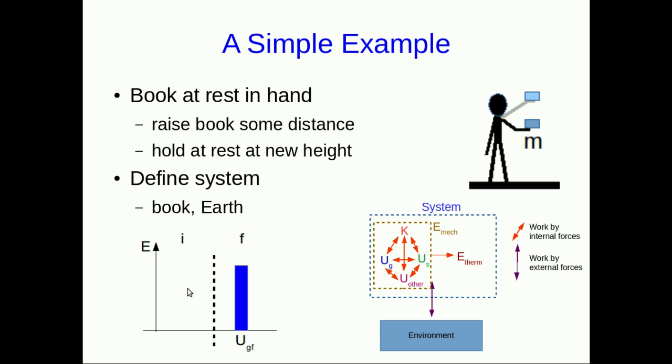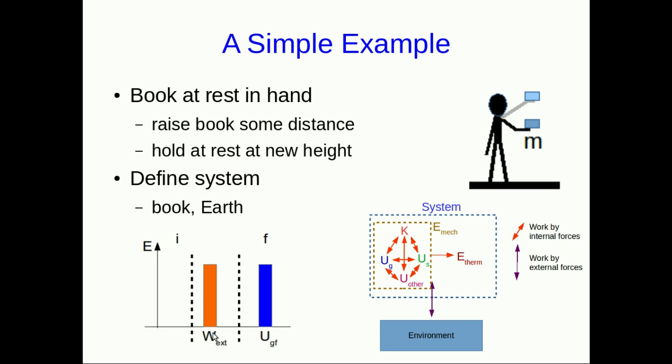And so all the new energy in the system had to come from the environment, in this case from the person. And so it was the work done by an external force, the work done by the normal force acting on the book, that increased the system's energy. So here's what our new energy bar chart looks like. We have an initial energy that's showing nothing. Work gets done on the system, raising its energy, and in the end it has some new gravitational potential energy.